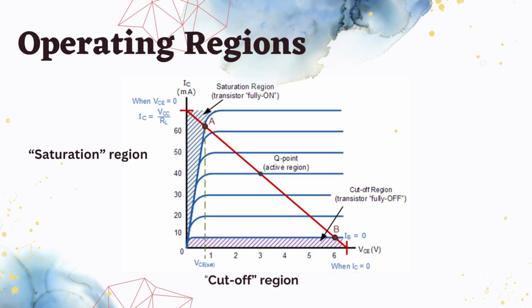For operating regions, this is what we have learned in LA1, which is the left shaded area. It is called the saturation region, while the bottom one is the cut off region. The cutoff region is at the bottom because IC equals 0, as we mentioned earlier, and the saturation region is saturated because the current flows through the transistor.